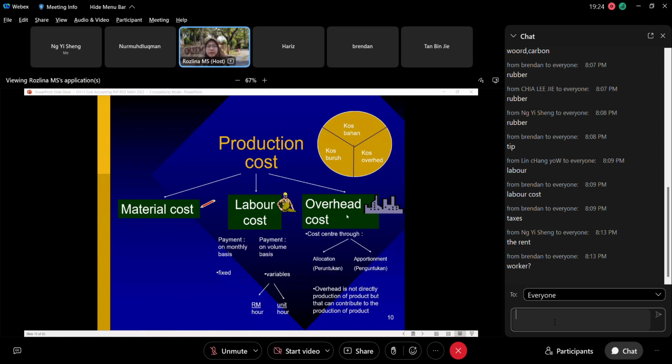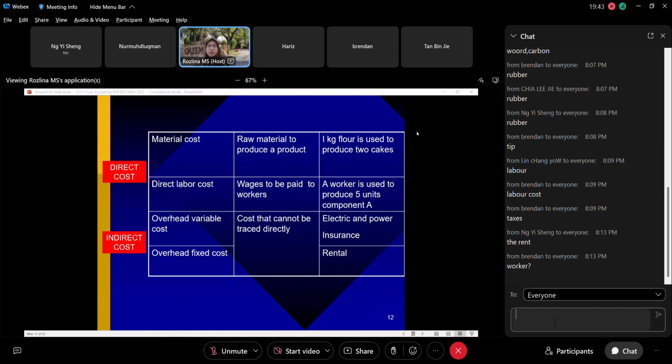Okay, we also have the overhead cost. So here we will focus on the overhead cost. We use allocation or apportionment. Okay, we will look at this later. Overhead is not directly the production of the product, but it can contribute to the production of the product. It is how it can contribute. Okay, this is only the example.